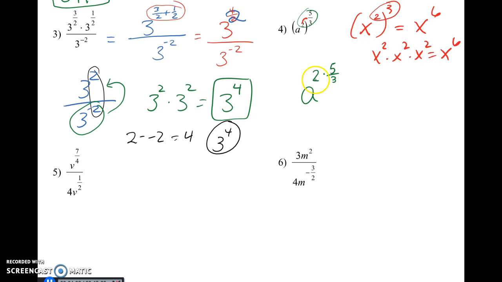And a common mistake is you'll multiply that 2 to both of those, top and bottom. But remember, this is a 2 to the power of 1 times 5 over 3. So 2 can just be written as 2 over 1. And so I multiply straight across, and I get a to the power of 10 over 3.